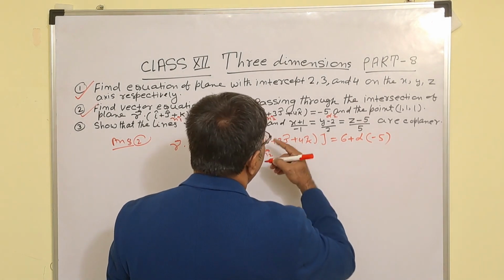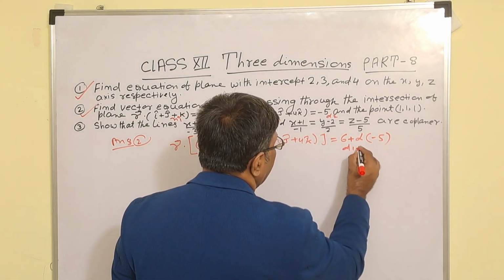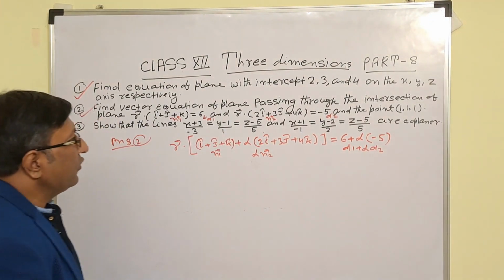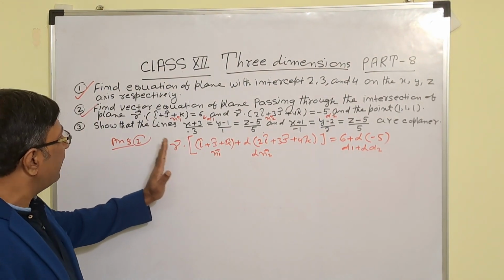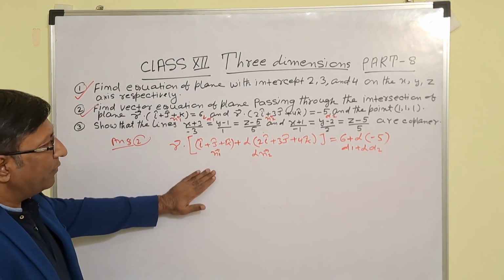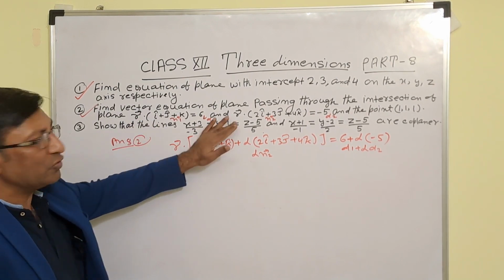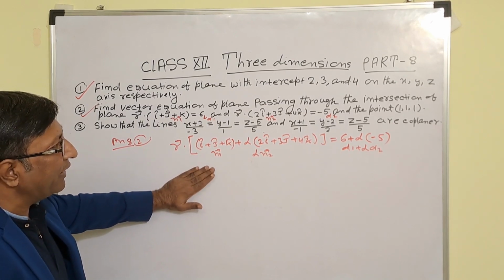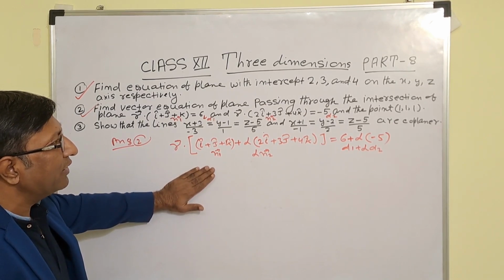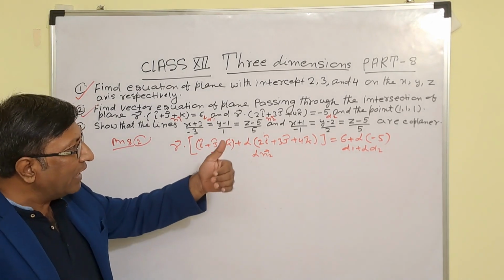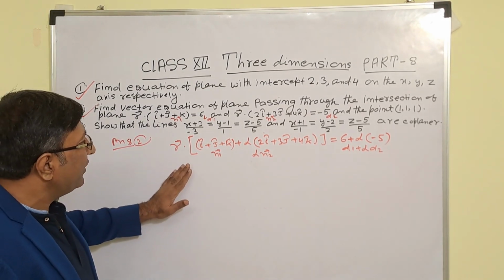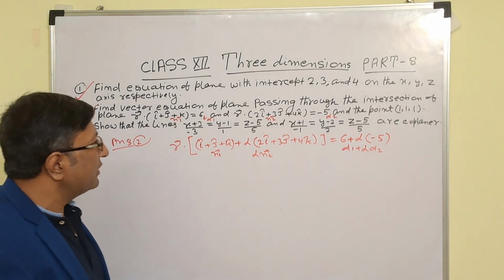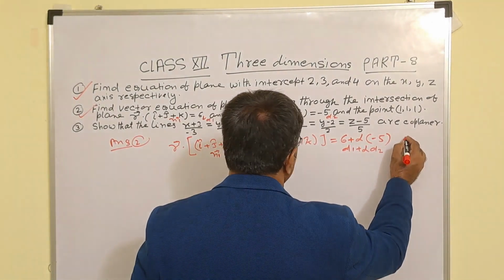That is d1 plus lambda d2. Now this is the vector equation of the plane passing through the intersection of these two planes. Now it is given that this plane passes through the point (1, 1, 1). So with the help of this passing point, we can find the value of lambda also. So this is the first equation.